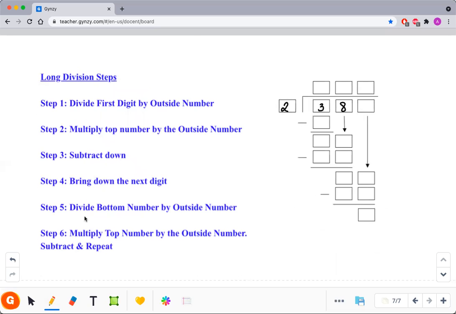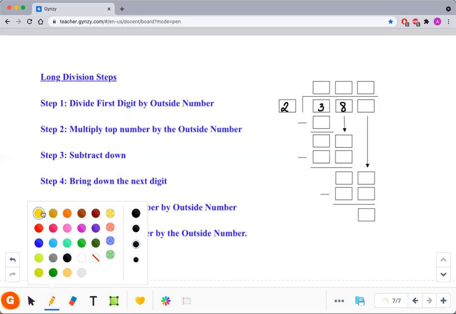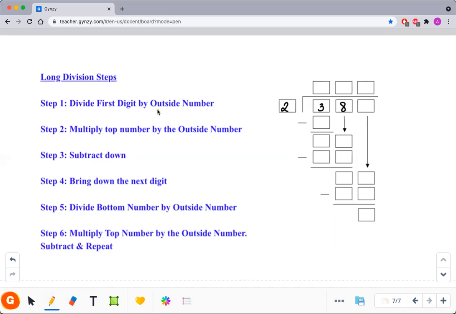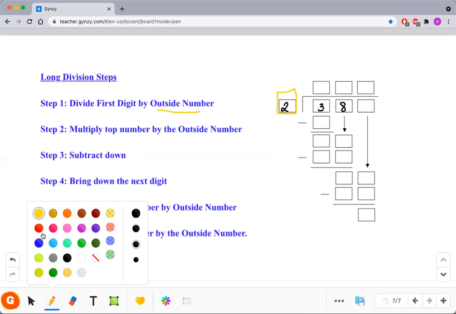I do start off with steps, and my steps are not overly technical. I know that this is the divisor and this is the dividend. I understand that. Students do not. So that's why we call it an outside number. And again, we can always color coordinate. So I usually start off with, okay, here's your outside number. So I'm going to line that in the color. And then my first digit, I'm going to choose a color.